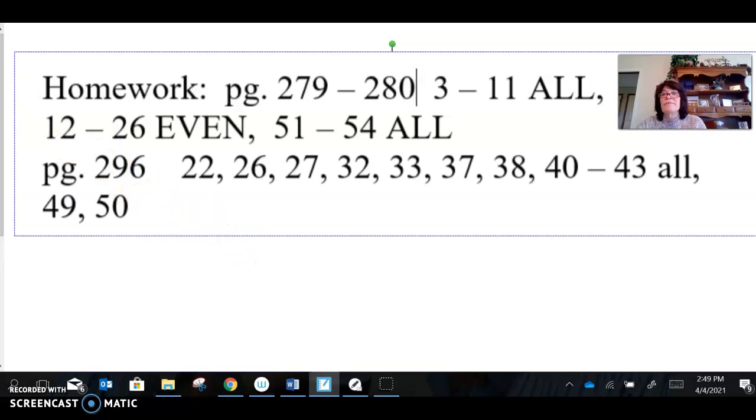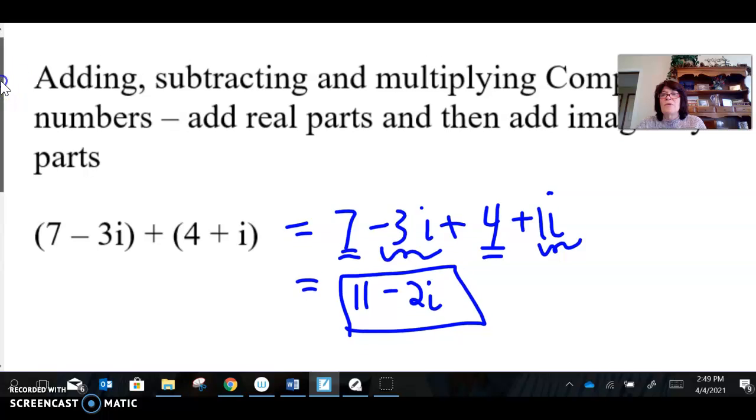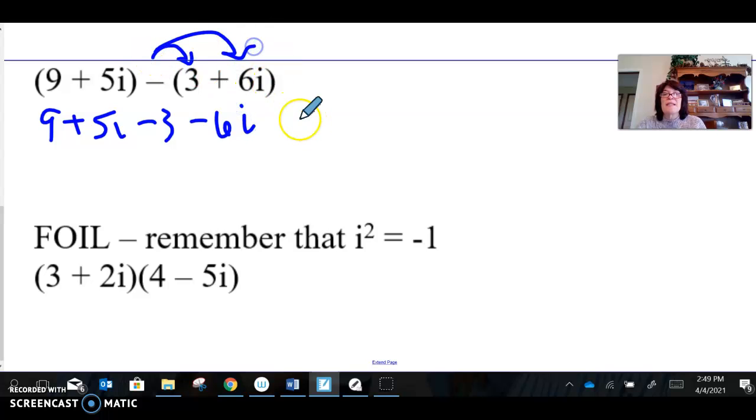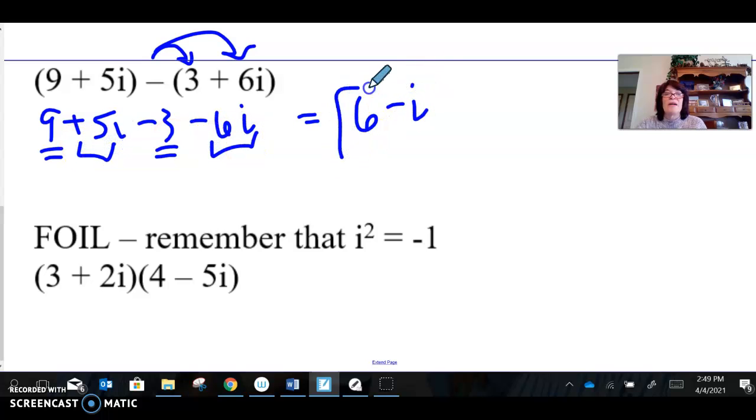All right. I thought I had another thing. Wait a second. Sorry. I wanted you to multiply too. There it is. Gee, I knew I had it somewhere. Sorry. Subtracting, you're going to distribute the negative through. Negative 3 minus 6i. And now we'll add and subtract the real parts. 9 minus 3 is 6. 5i minus 6i, negative i. Done.